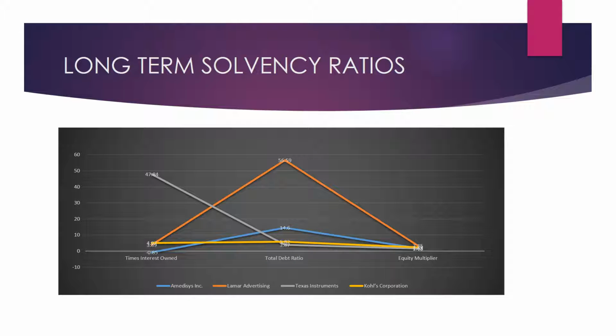This chart is basically showing all four companies' long-term solvency ratios, and we still see that Texas Instrument is on the top, followed by Kohl's, then Lamar, and Amadis's.